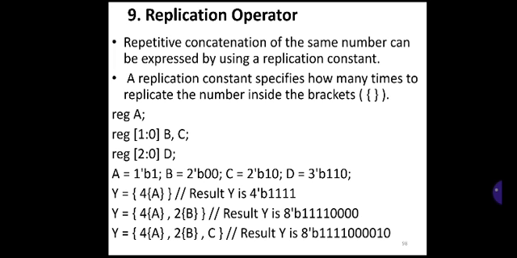Now the result is 1111000010. A is 1111, 4 times A. B is 2 times B, so 00 is the value, so 0000 for 2 times. C is 10, only one time you have to write, so 10. So the total result is 11110000 and 10.